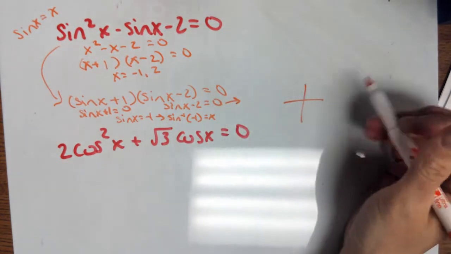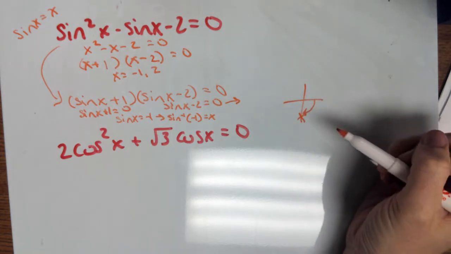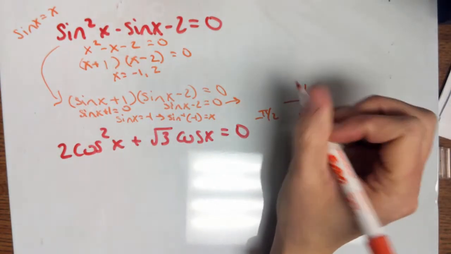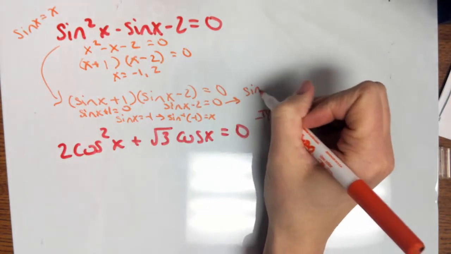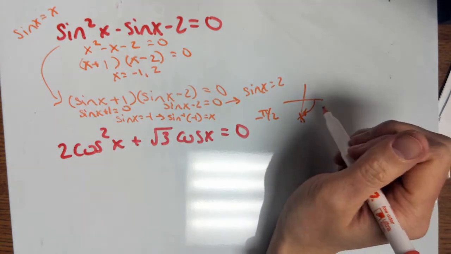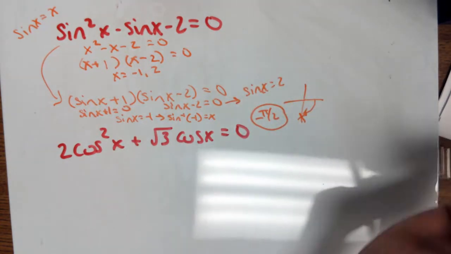Well, think in unit circle. Sine is the y, so it's going to fall right here. Because it's got my restriction, it's got to be negative pi over 2. And then this guy right here is going to become sine of x equals 2. Well, it's asking where is sine 2? Sine can never be greater than 1, so we only have one solution.